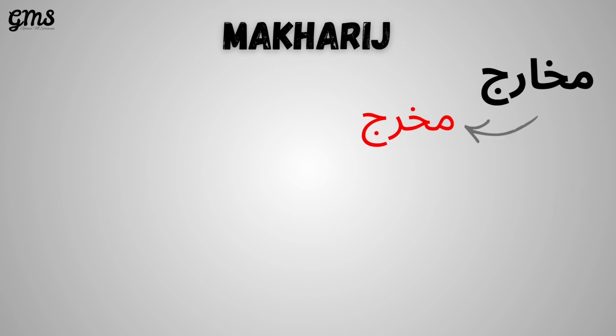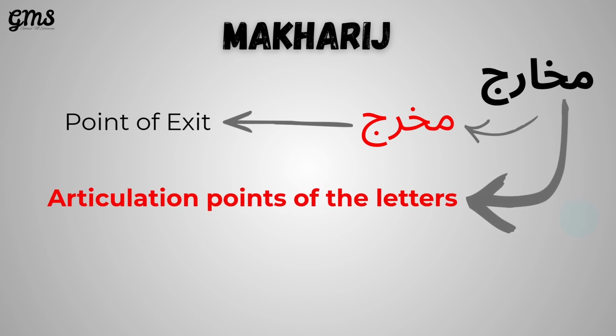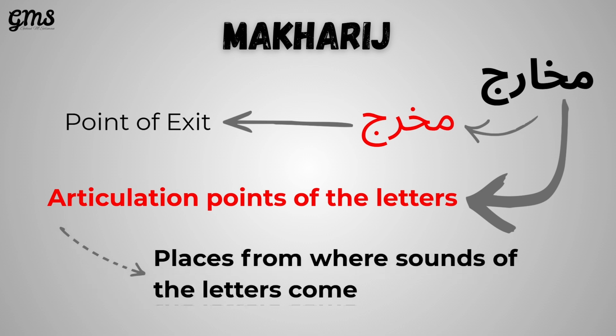First, what is the meaning of the word Makharij? The word Makharij itself is an Arabic word and it is the plural of the word Makhraj, which means in English the point of exit. Or we can say another definition, according to the letters, that the word Makharij means articulation points of the letters. Or we can say a third definition, according to what we said before, that every letter has a sound and every sound has a specific place to come from. That's why we can say that the word Makharij are the places from where the sounds of the letters come.